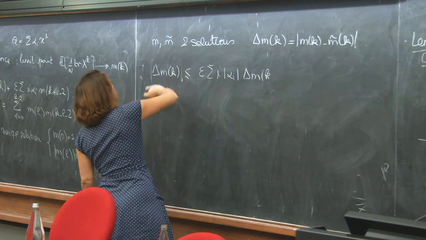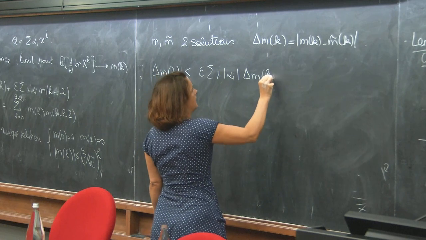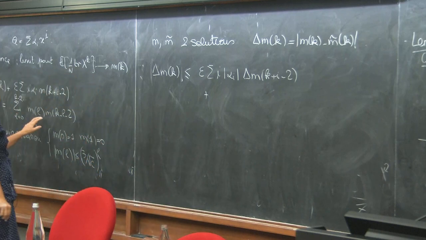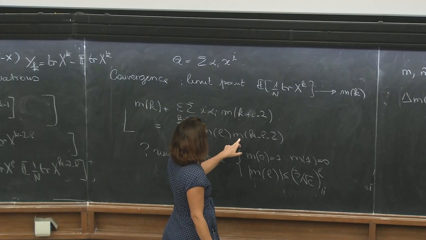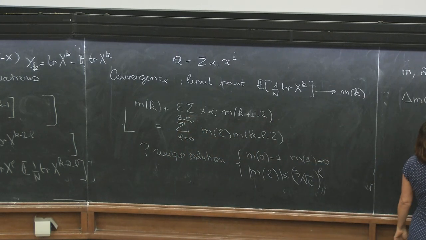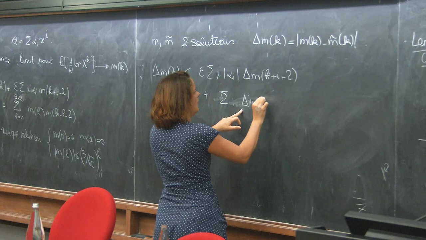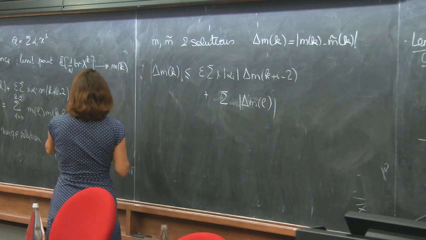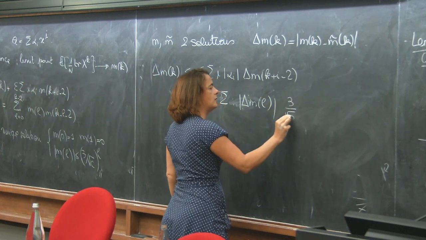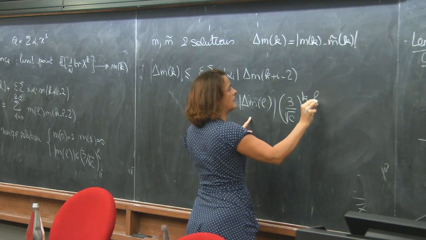Well, actually, there is already an absolute value, k plus i minus 2. And then I do the difference also here. So I will have m minus m tilde times m plus m tilde times the difference. So I can bound these two by the sum of delta m_l, and for the other one, I just bound it by my a priori bound. So it will be 3 over square root of C, k minus l minus 2.